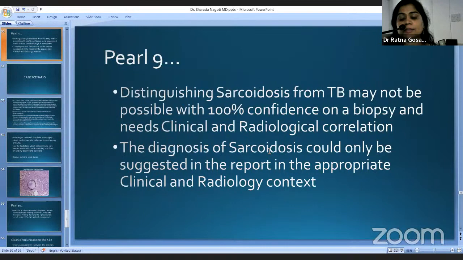So here the call is that distinguishing sarcoid from tuberculosis may not always be possible with 100% confidence in a biopsy, and it always needs clinical and radiological correlation. The diagnosis of sarcoid could only be suggested in the report in the appropriate clinical and radiological context. It can only be suggested.